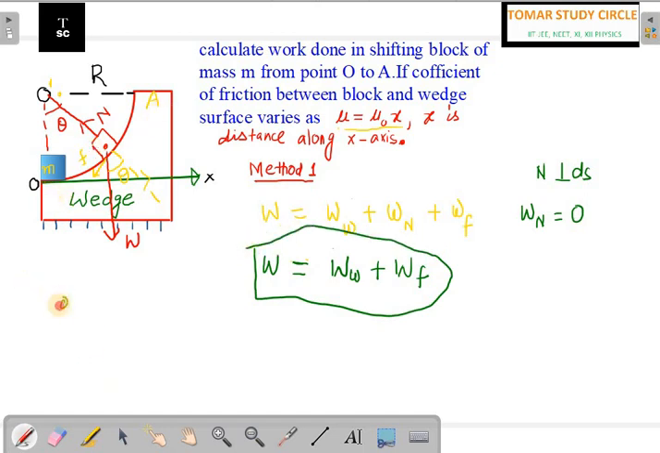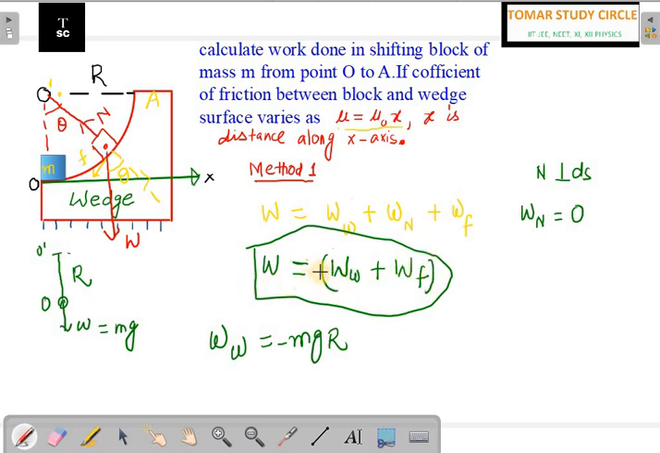First, the weight W is equal to mg, so the work done in shifting from point O to point O dash, that is the vertical distance r, the work done W will be equal to mg multiplied by r. This is basically minus mgr. Here the total work done will be the negative of this. This is equation first.